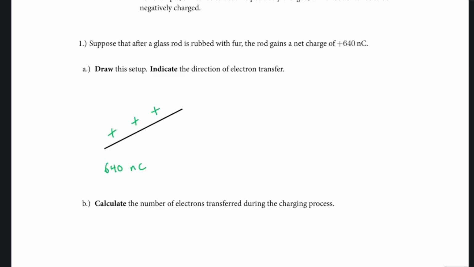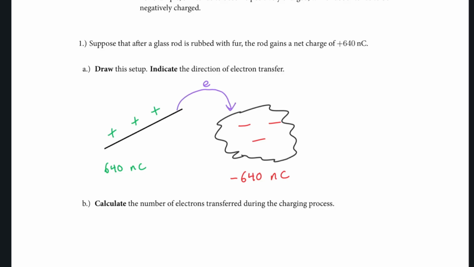So we have a rod, and it was rubbed with fur. So this is a classic electrostatic setup where you have some rods and some fur. And based on charge conservation, we do know that the fur will obtain an equal charge, just of the opposite sign. And we want to indicate the direction of electron transfer here. Well, we know it's the electrons that are actually moving, because the protons are stuck in the nucleus. So the only way the glass rod could have become positive is if it gifted electrons to the fur. So we know that the rod gave electrons to the fur.